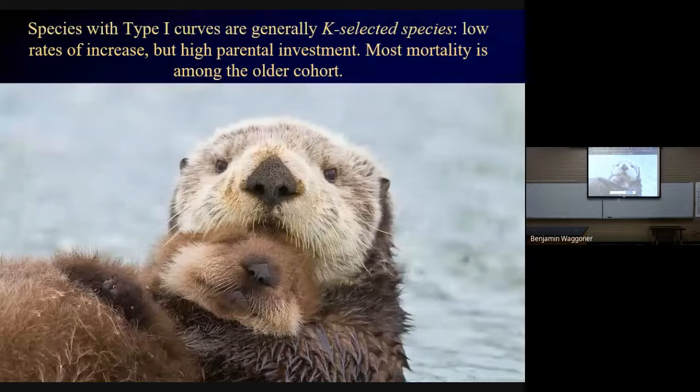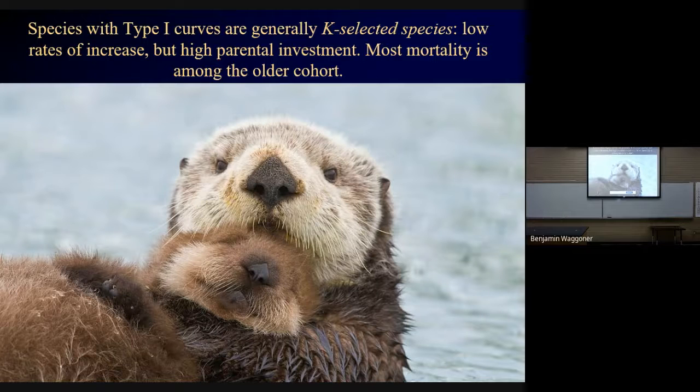They don't increase very fast. Reproduction rates are relatively slow. It may take a long time for a population to grow, but most of the dying is done by older members of a cohort, a cohort being the set of all members of a population of a certain age. So, if we looked at all of the kids born in Conway in 2011, that would be a cohort.